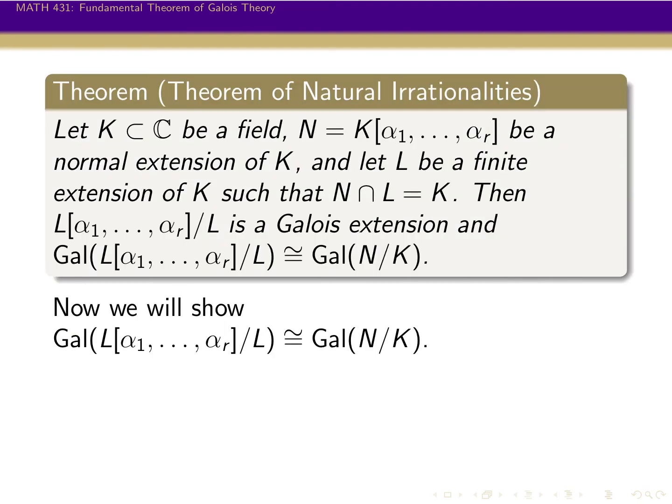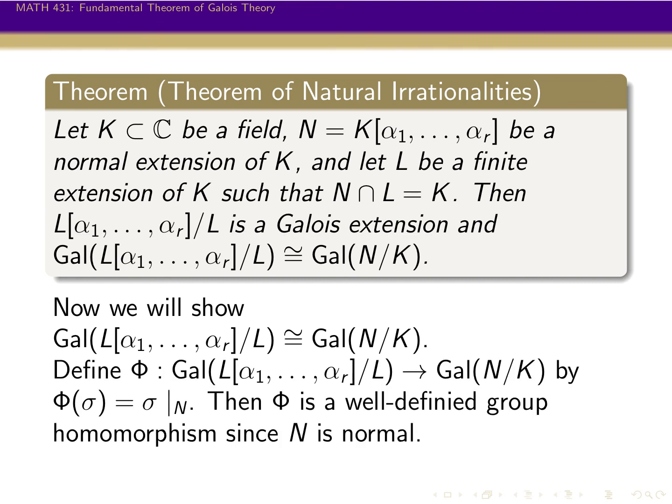So that gives us that this is a normal extension, i.e. a Galois extension, i.e. a splitting field. And so now let's finish up by showing that the Galois group of L adjoin alpha 1 through alpha r over L is isomorphic to the Galois group of N over K. Okay, and so finishing up the last part of the statement.